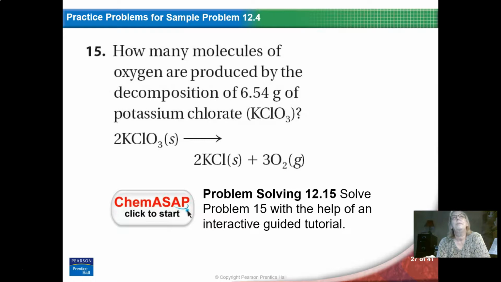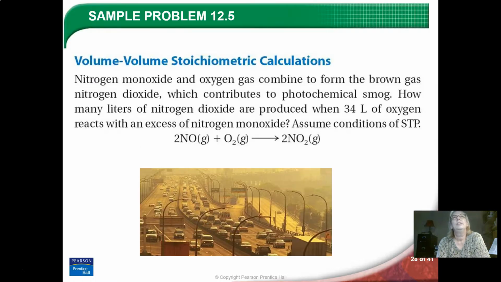Here's another practice problem for you to try. And then we can also do volume. If we're at STP, we can use that 22.4 liters. So this is saying they have 34 liters of oxygen, and they want to know how much nitrogen dioxide is produced. They're saying this reactant is in excess. That means we have plenty of this. The thing that's limiting us is the O2.